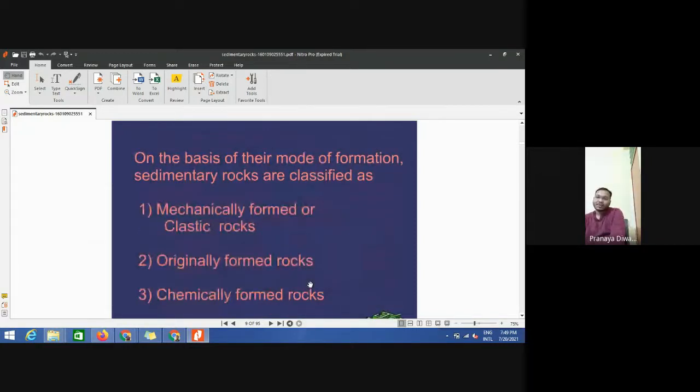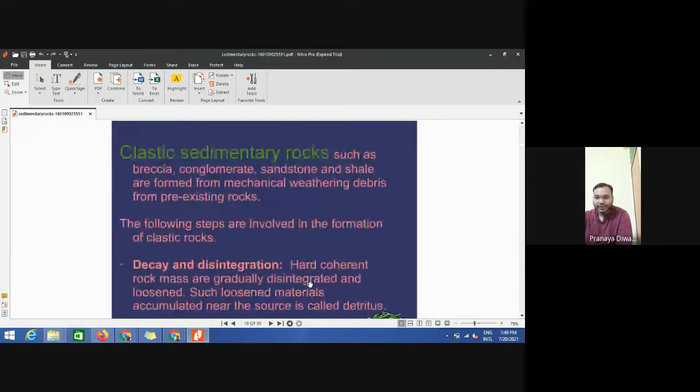On the basis of their mode of formation, sedimentary rocks are classified as mechanically formed or clastic rocks, organically formed rocks, and chemically formed rocks. So mechanically, organically, and chemically formed rocks. These are the three different types of rocks we have.